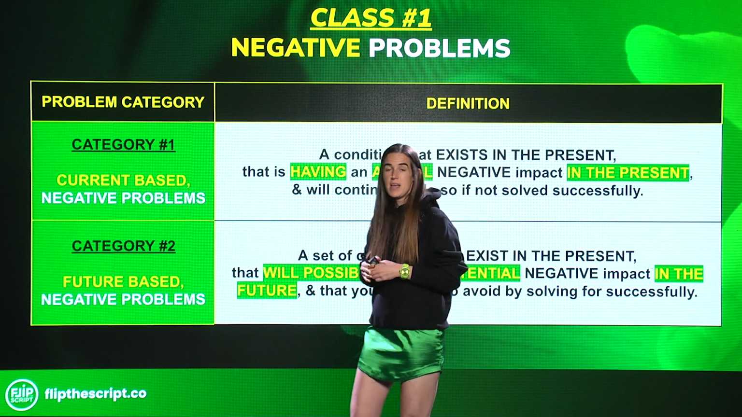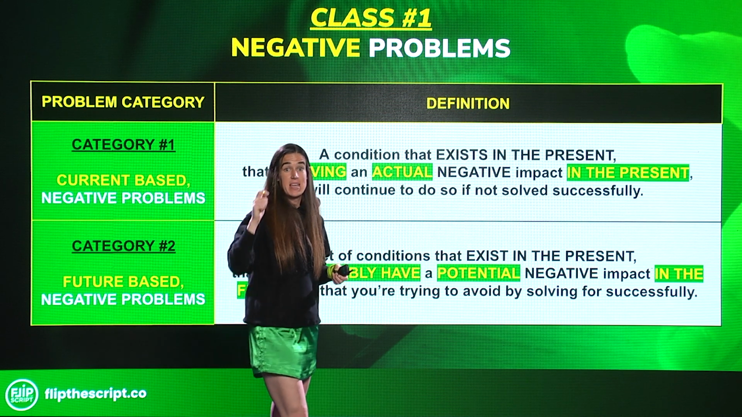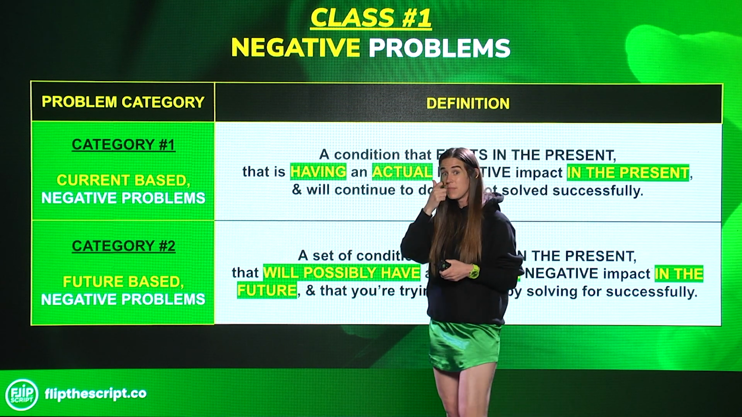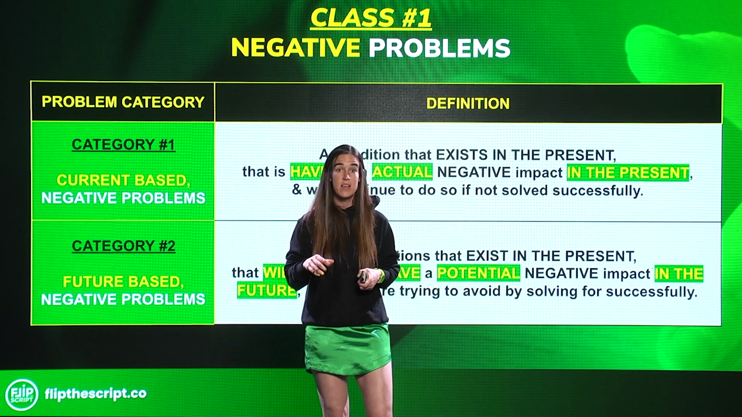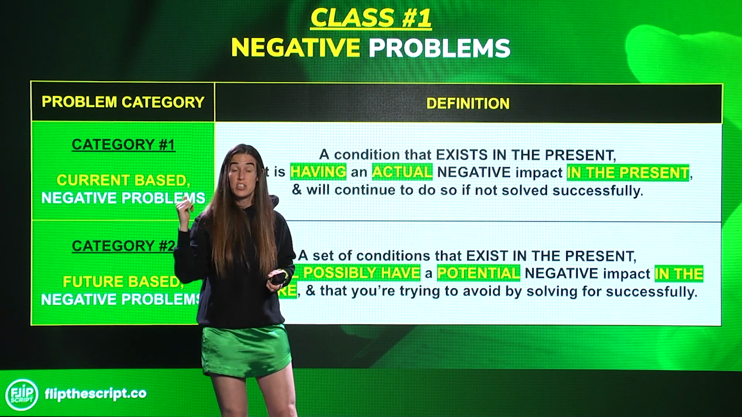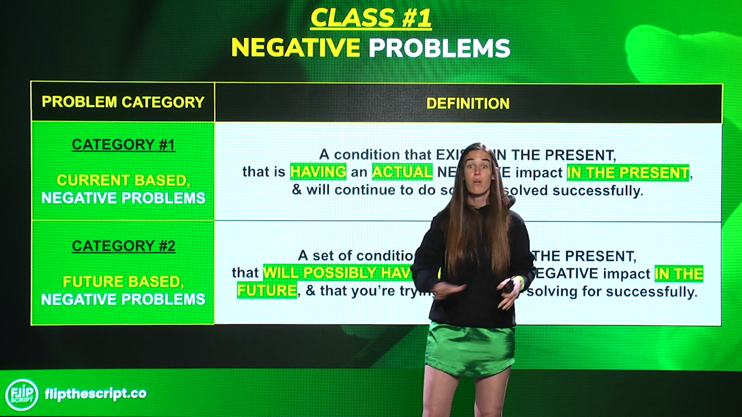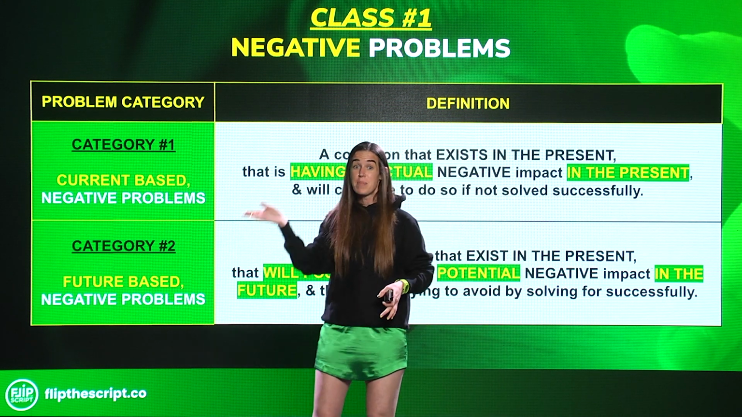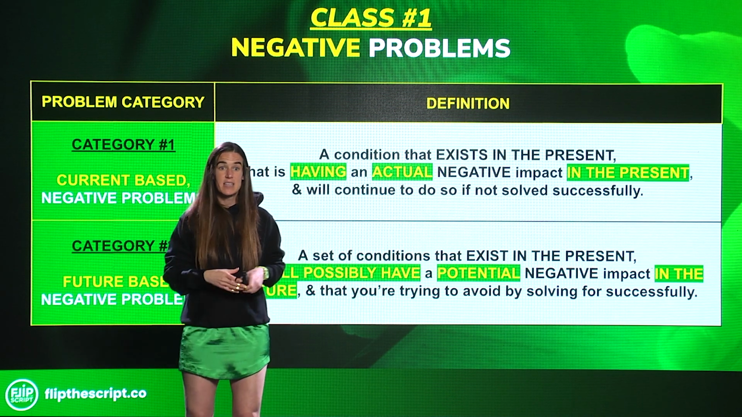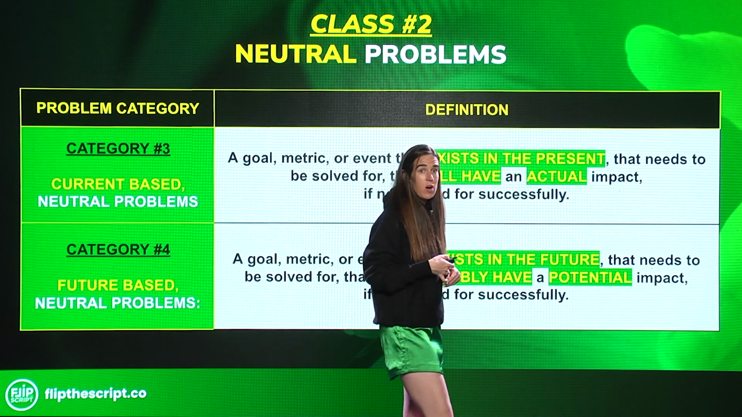Category 2 is going to be a set of conditions that happen in the present that will potentially have a negative impact to me in the future if I don't solve for something successfully. So this is going to be a lot of threat-based problems. People still have urgency to buy here: I'm afraid that my competitors will take me over in the future if I don't learn how to sell better today because of these indicators. Basically, they're trying to avoid a potential threat that they're not sure will happen. And they're solving for that in the current state because they want to avoid that potential threat from coming true.